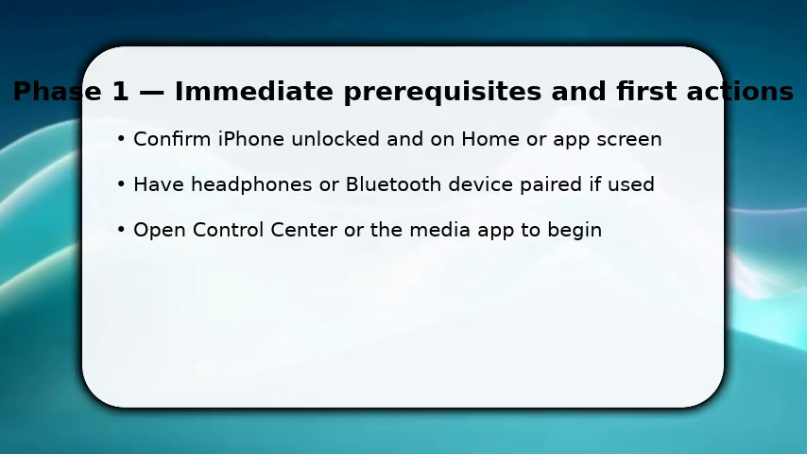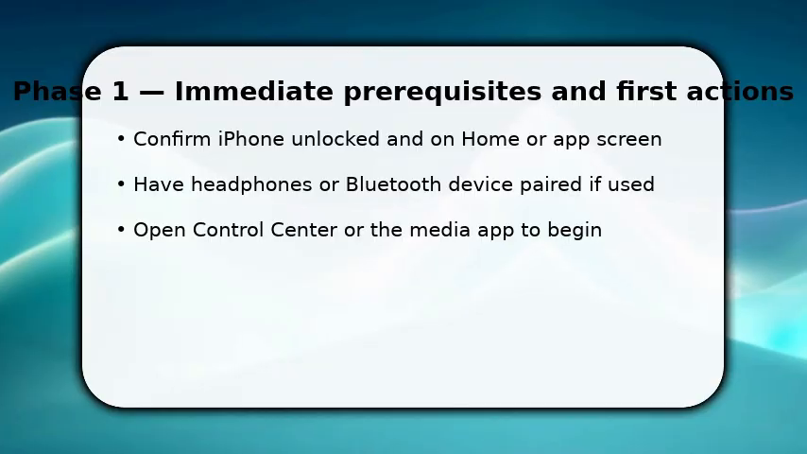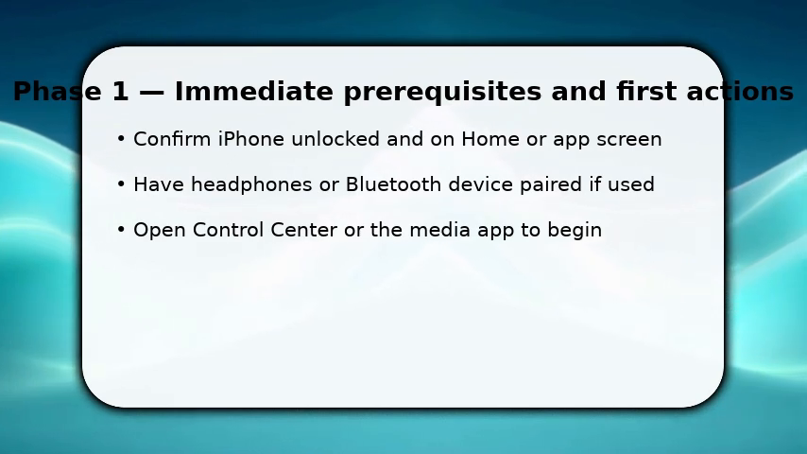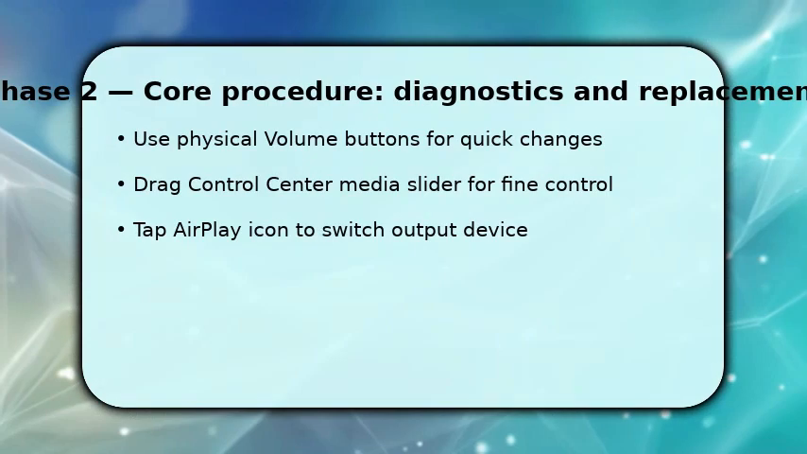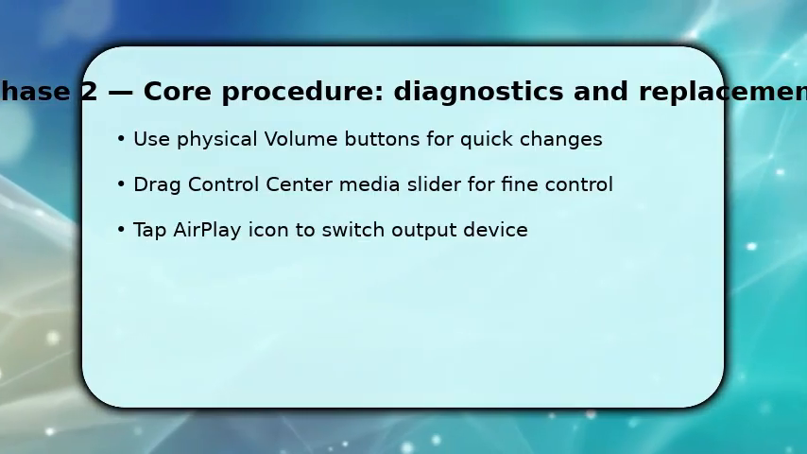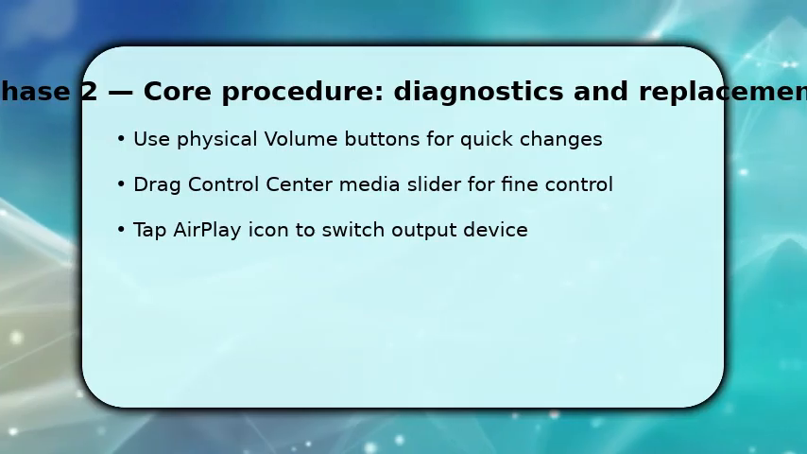You do this now because adjusting the right output prevents confusion, so select the device. Then proceed to change the media slider for immediate feedback. You can press the side volume buttons for quick increments, but for precision, drag the Control Center media slider. This adjusts app and system media volumes separately from Ringer.